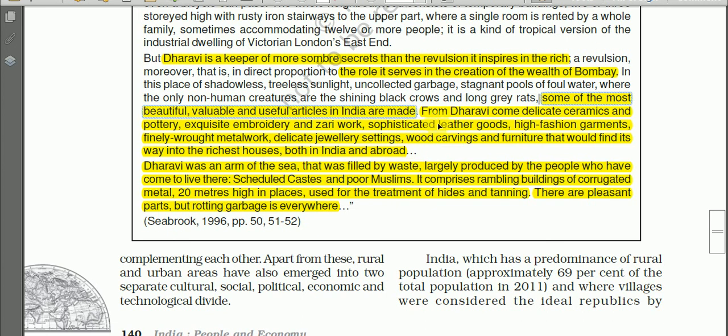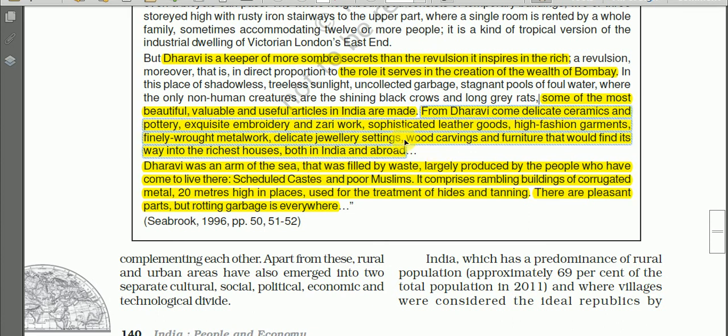From Dharavi, some delicate ceramics and pottery, exquisite embroidery and jari work. Jari work means jari work is an intricate art of weaving threads made of fine gold or silver. Jari means thread of fine gold or silver. And these threads are further woven into fabrics, primarily made of silk. So that is called jari work. Let me show you a photograph.